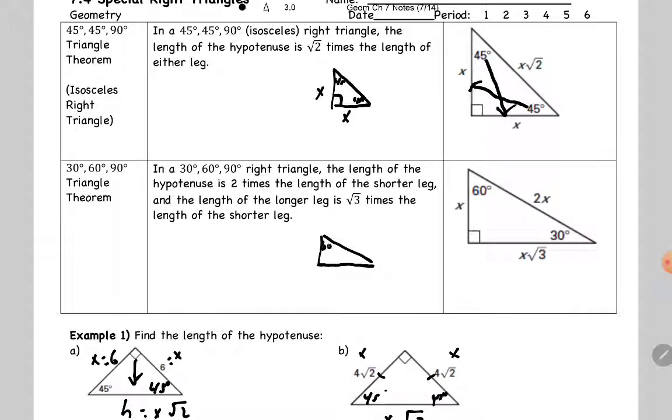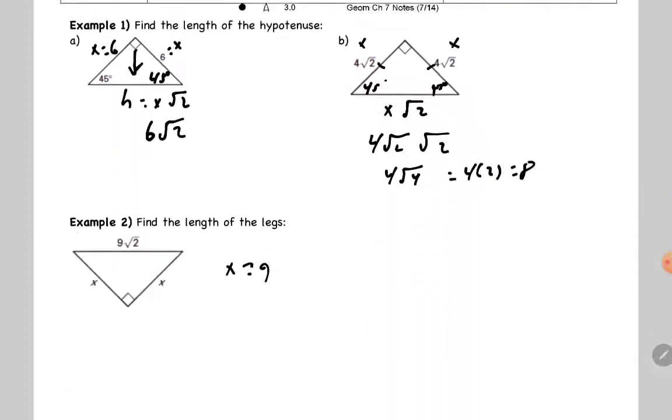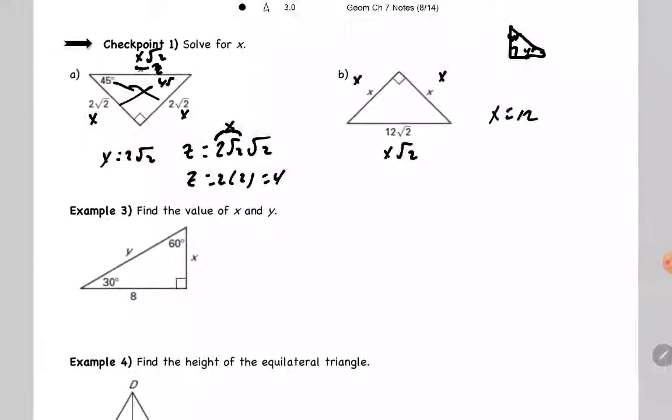Alright, let's make this 60 degrees, 30 degrees, right angle. So if I told you that this value was 6, this corresponds to my x value. So this is double that. So double of 6 would be 12. And this would just be x times the square root of 3. So 6 root 3. So let's go back to example 3.